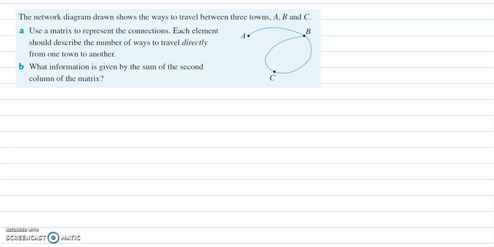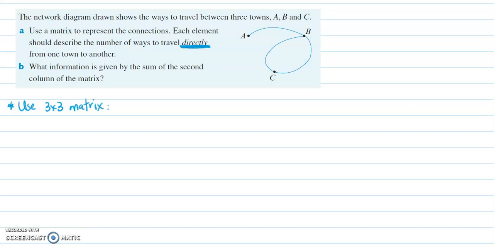What we need to remember is how many ways you can travel from one town to the other directly. And then, what information is given by the sum of the second column of the matrix? Since there are three towns, let's use a 3 by 3 matrix to represent this information.